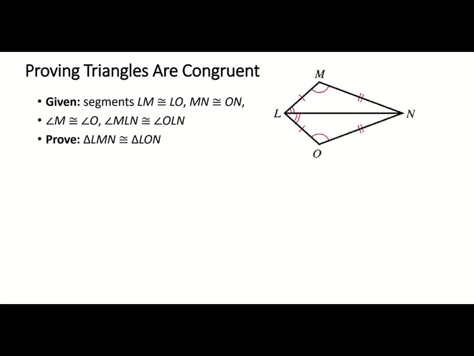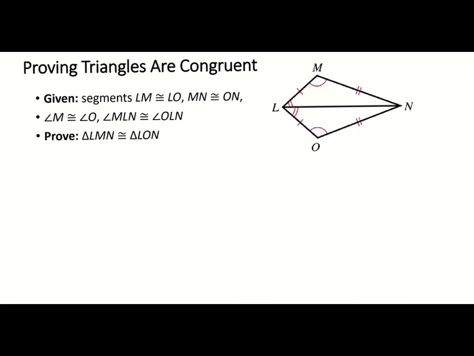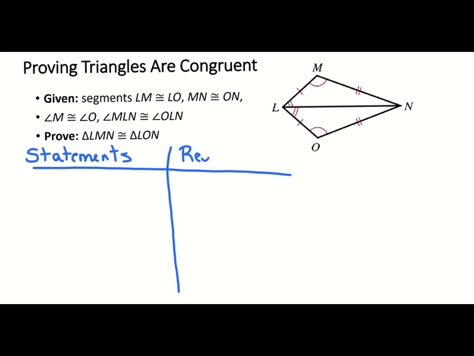All right, so the last thing we're going to do here is a proof to prove that these two triangles are congruent. And right now, we don't know any ways to prove triangles are congruent except for showing that all three sides are congruent and all three angles are congruent. In the next section, we'll look at other ways to prove two triangles are congruent. But for now, we're going to start off with our statements and our reasons.